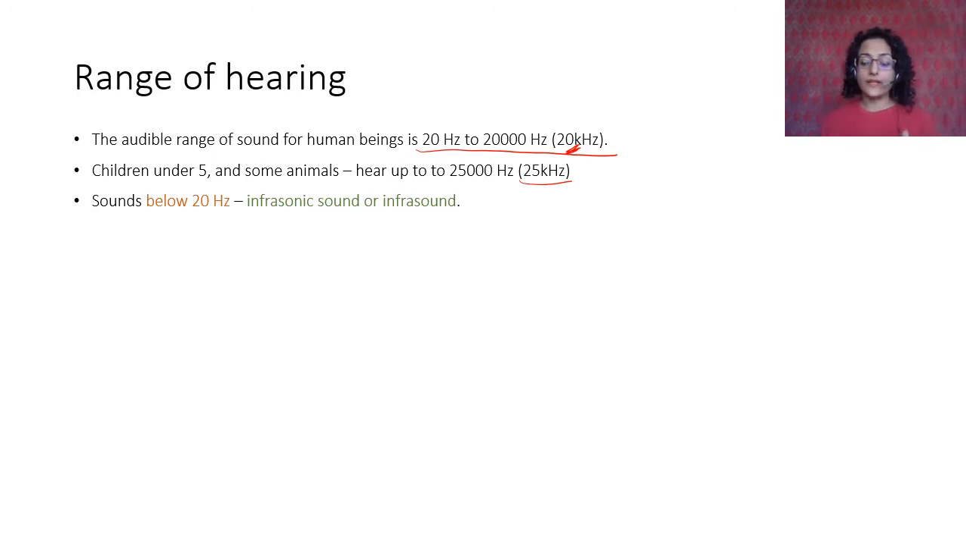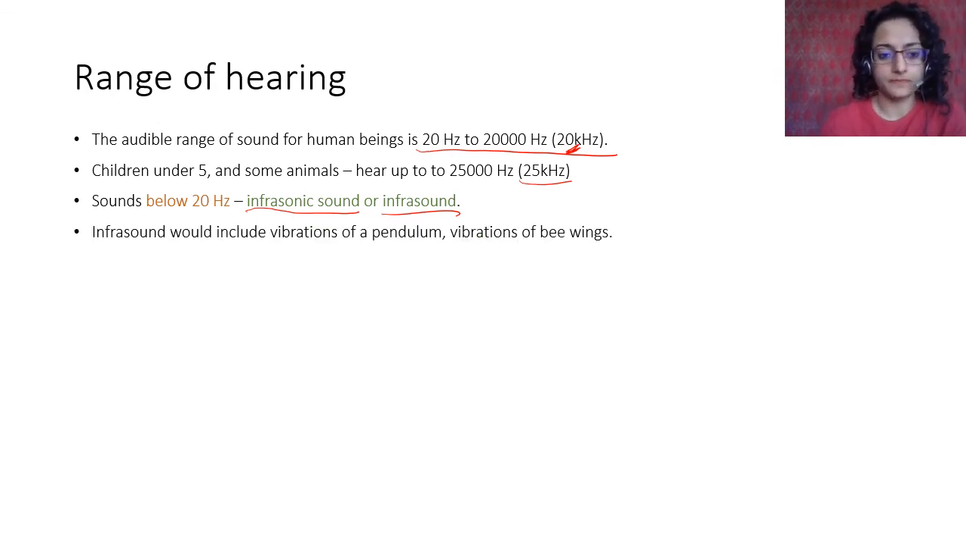Sounds below 20 hertz are called infrasonic sound or infrasound. Infra means below, right? So infrasonic, sonic refers to the sound, like the sonic boom. So infrasonic is below 20 hertz, infrasound is the same thing. Whatever the frequency of the sound below 20 hertz, that is called infrasonic sound.